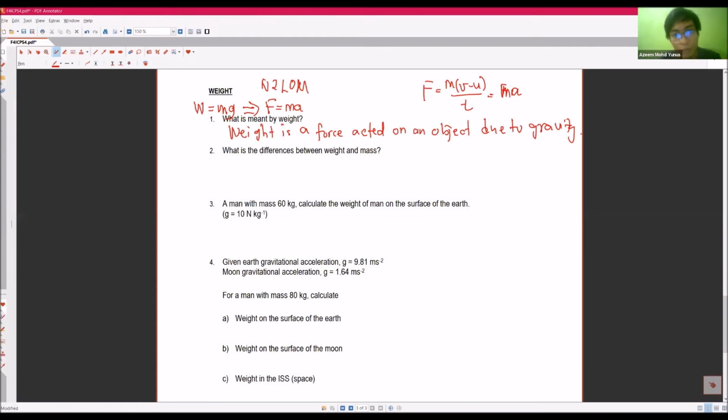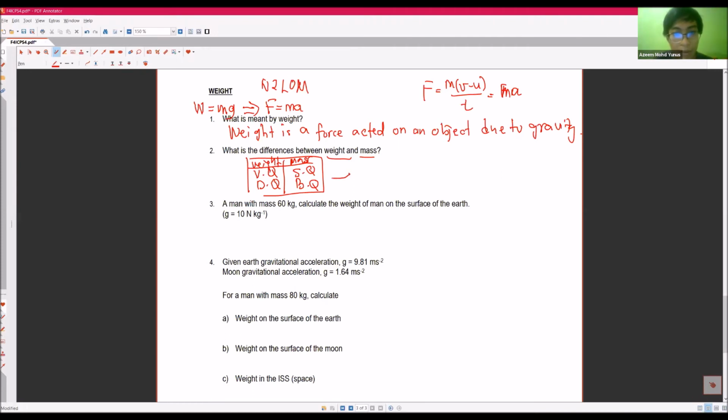So what are the differences between weight and mass? We can make a table here, but we do not have so much space, so we can make it simple. Weight is a vector quantity, whereas mass is a scalar quantity. Weight is also a derived quantity. Mass is a base quantity. Weight has direction. Mass does not have direction. Weight can be measured using a spring balance. Mass can be measured using a triple beam balance. Weight has a unit of Newton. Mass has a unit of kilogram. Weight can be different at different places. Mass is the same at all places. So that is the difference between weight and mass.